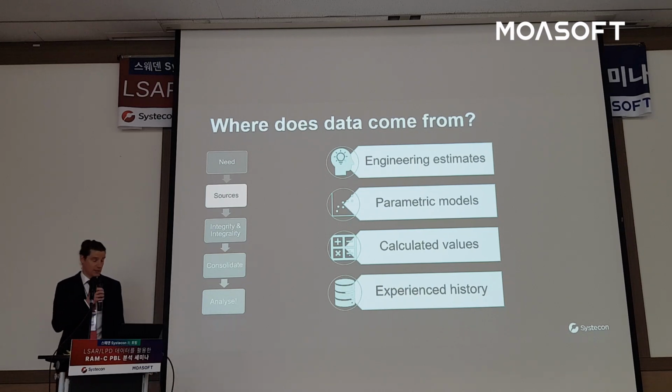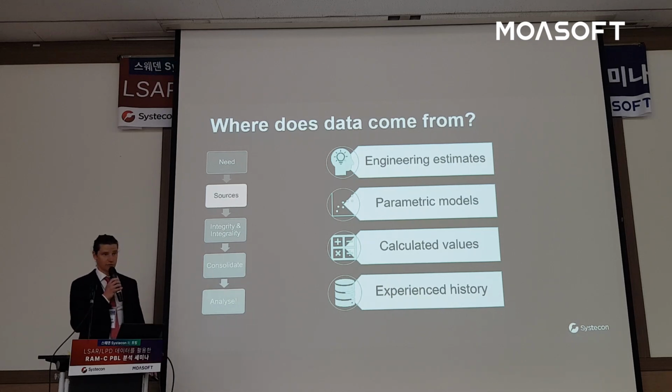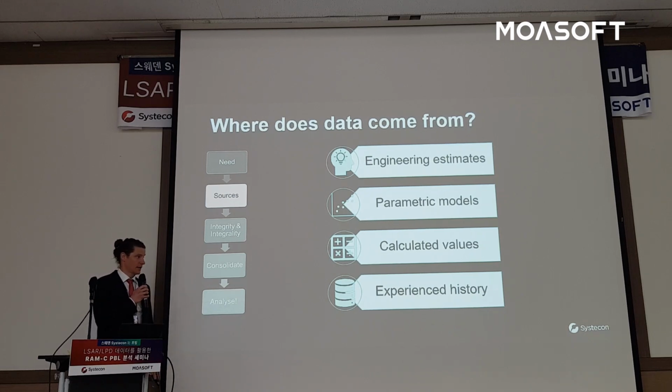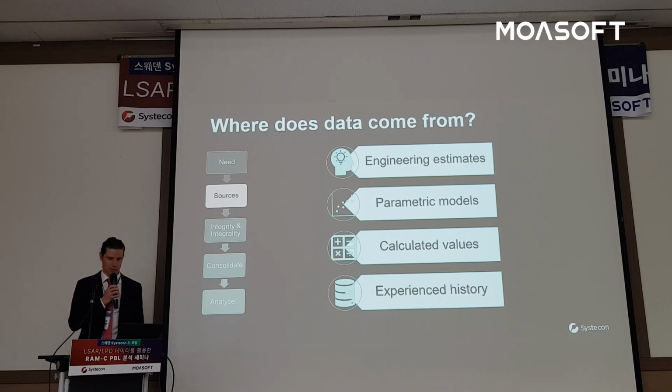There are other ways. We can use parametric models for building from bottom up. We can also calculate values, of course, out of different activities. And of course, we might have a history. We might have been operating this system before for another usage or a similar system in a different environment and so on. So we might actually have experienced data as well.